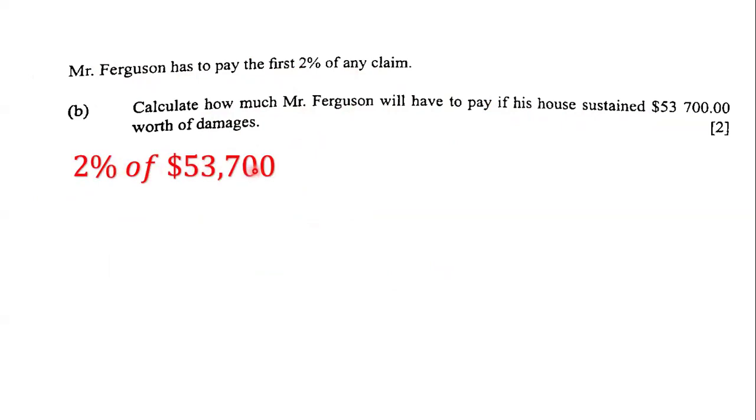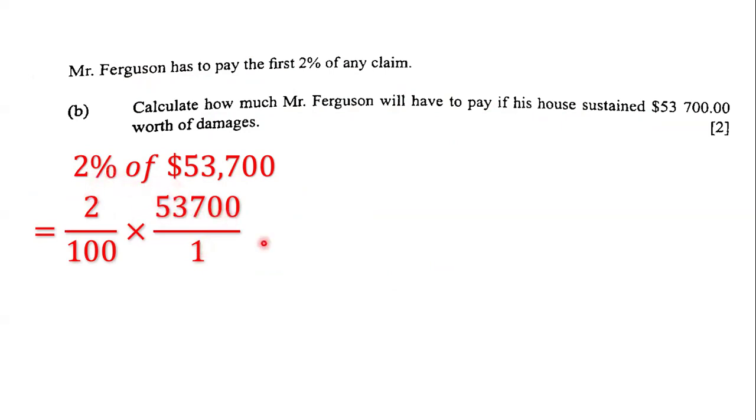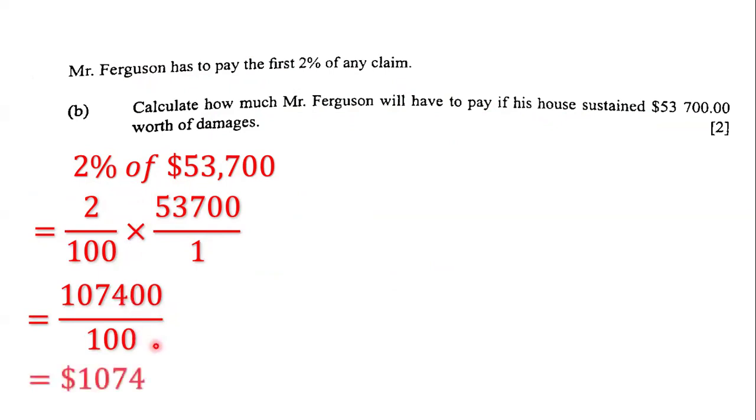53,700. And so 2% written as a fraction is 2 over 100. Of means multiply. And so we have 53,700 all over 1. So we have 2 multiplied by 53,700, and when we multiply, we get 107,400. And so we have 100 multiplied by 1, and 100 multiplied by 1 is definitely 100. Next, we divide these two.